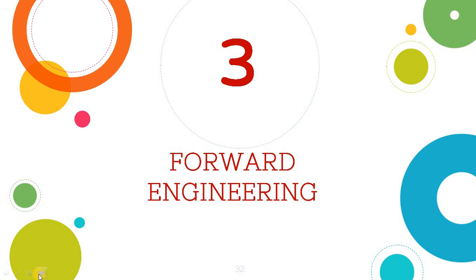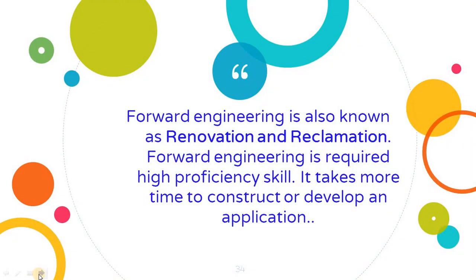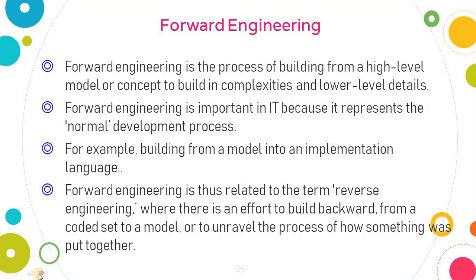The third activity of re-engineering is forward engineering. Forward engineering is the method of creating or making an application with the help of given requirements. This process indicates actual renovation or reclamation. Renovation means we are recreating something. Forward engineering is very important in IT because it represents a normal development process. For example, building from a model into an implementation language.